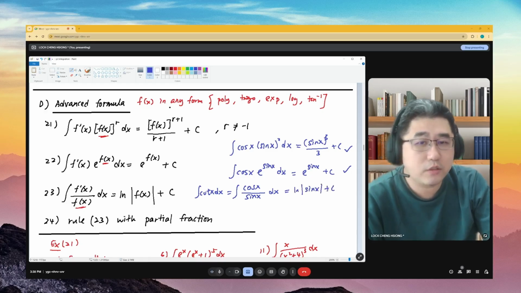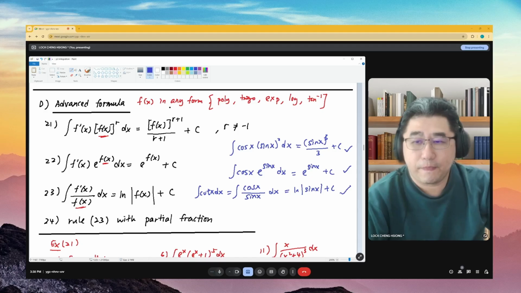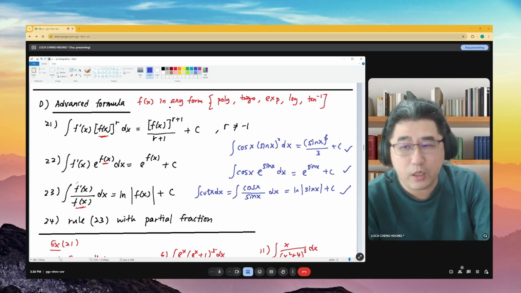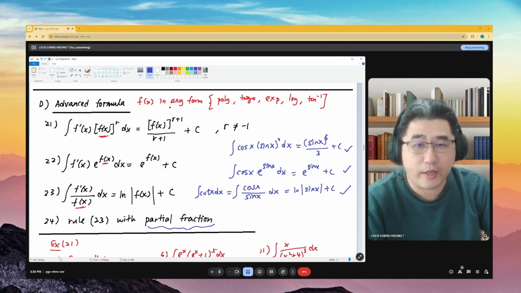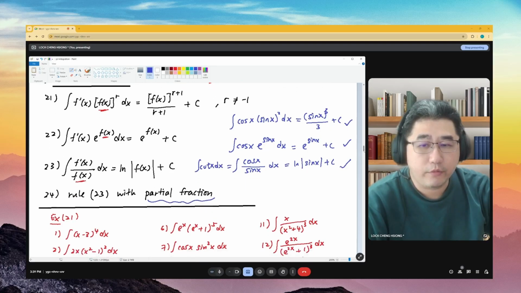So again, some students will say, must I write the modulus? Yes, you must write the modulus. And for 24, the question can appear as rule 23 with partial fraction. So that means you will be expected to apply your partial fraction correctly.